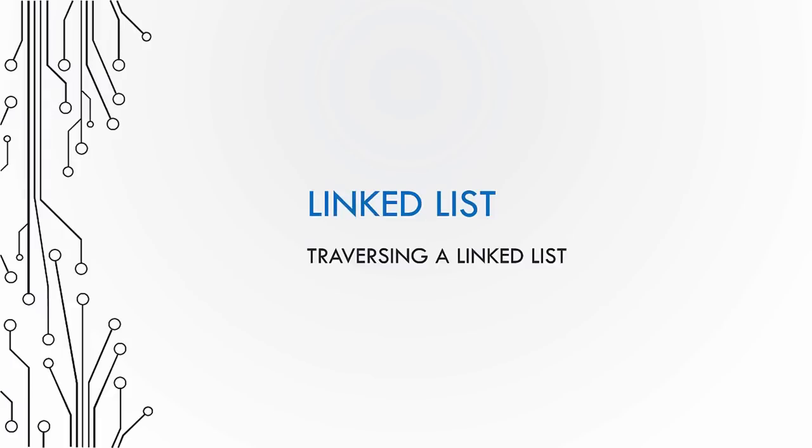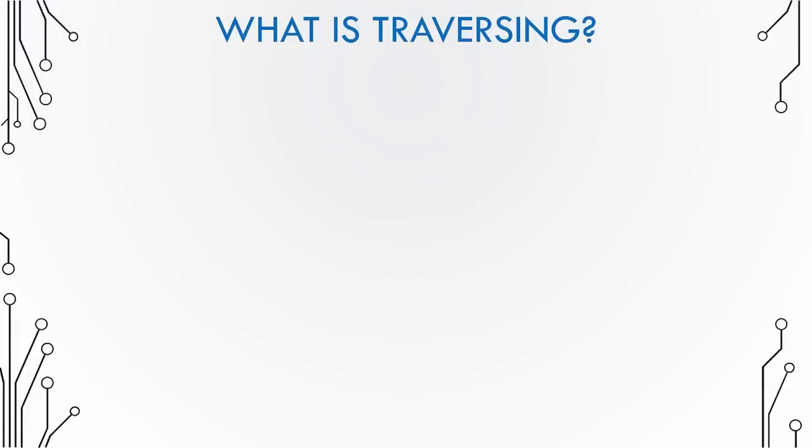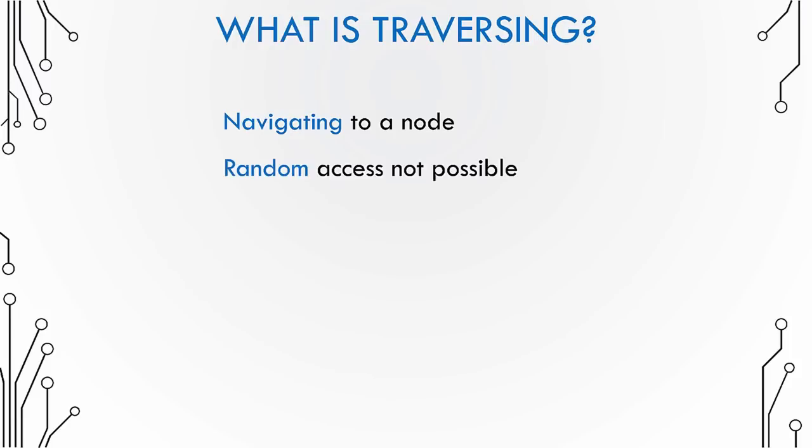Let us learn how to traverse a linked list in this video. So what is traversing? Well, traversing means to navigate to a node in a linked list. Now, why do we need to navigate to a node in a linked list? Well, it is because there is no random access possible in a linked list. Random access is possible only in an array, not in a linked list.